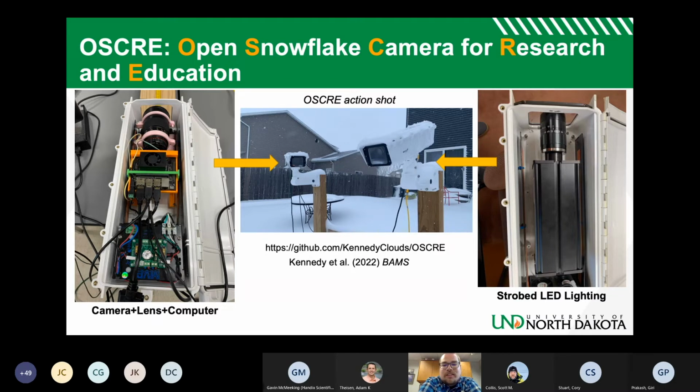Effectively, this is an openly designed hydrometeor imager. And so it's not closed like, say, a multi-angle snowflake camera. There's just one camera, for now, one light. What I've done is use off-the-shelf components and put the camera and the lens and the computer in one housing, the one on the left. And then the other side is a strobed LED light. And so that strobe light will allow us to basically image regardless of what the wind is doing.